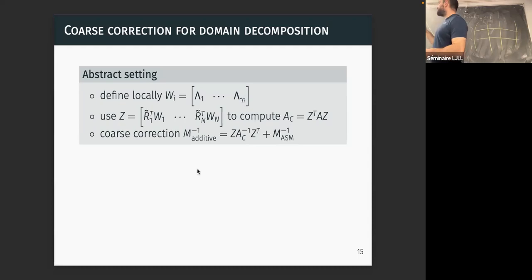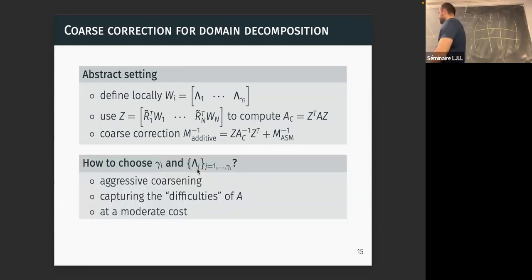This is not specific to domain decomposition methods. You will also have this kind of operator when you do reduced order modeling, multi-scale finite elements, multi-grid methods, and so on and so forth. So this is a pretty general framework. But in the context of domain decomposition methods, once we have assembled this operator A_C, we can use it to improve the convergence of the one-level ASM method, for example, using an additive correction.